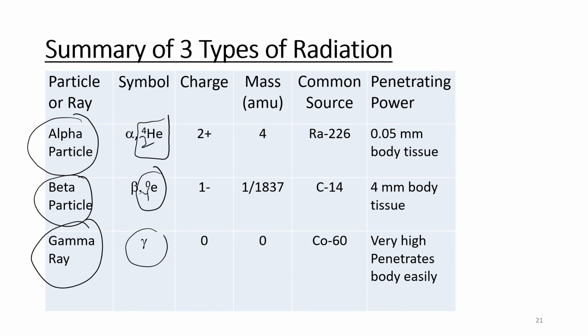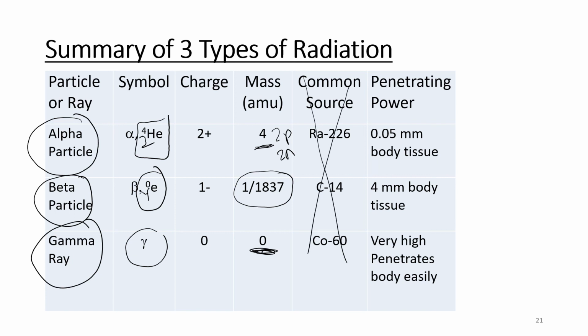The mass of an alpha is actually much larger, it is 4, because it's 2 protons and 2 neutrons. A beta particle is that high energy electron, so it has a very small mass. It's about 1/2000th the size of a proton. And then a gamma is not a particle, so it has no mass at all. You don't have to know any common sources.